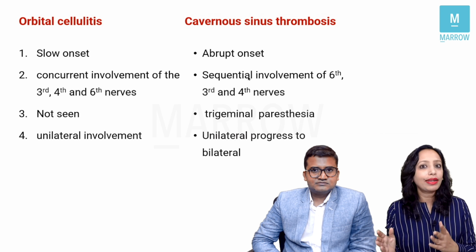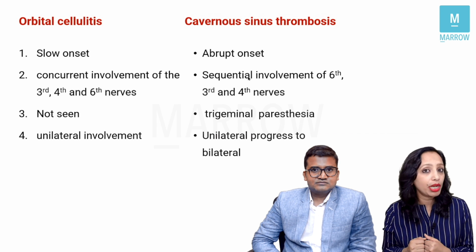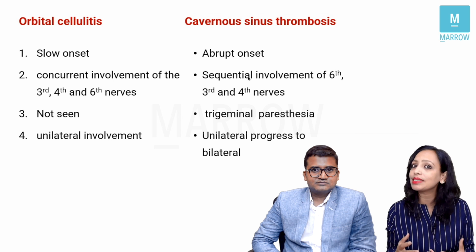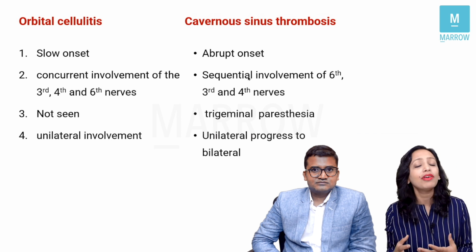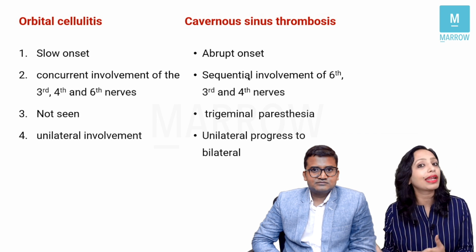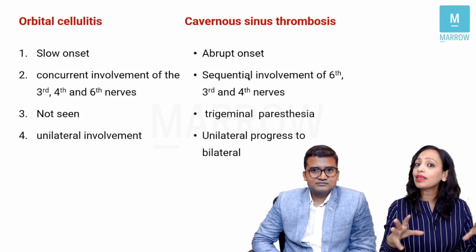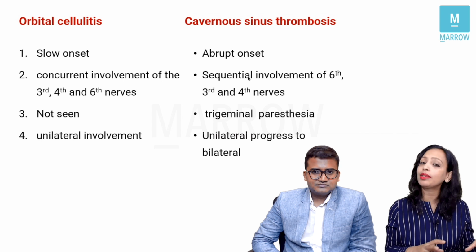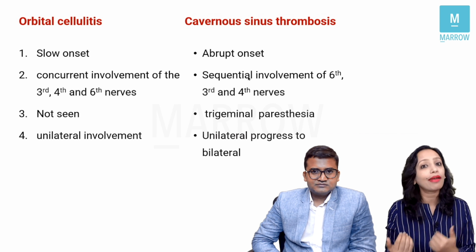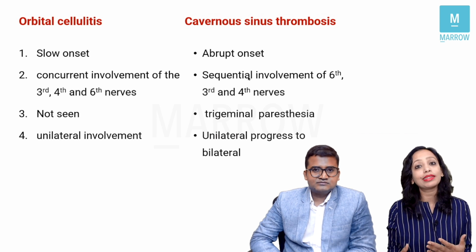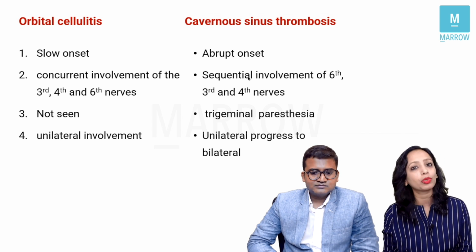And as we saw, in the cavernous sinus, laterally we have the trigeminal nerves. Because of compression of that, there is paresthesia in the distribution of the trigeminal nerve. That again signifies cavernous sinus thrombosis. Again, that feature was present in this patient. So these are the features which will help us to differentiate whether it is orbital cellulitis or cavernous sinus thrombosis. So this is not orbital cellulitis. This is a case of cavernous sinus thrombosis.